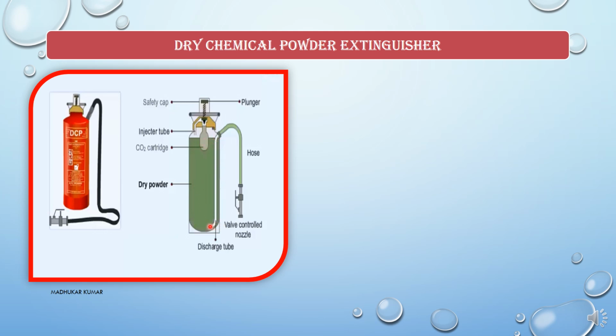You can see the DCP powder, dry chemical powder over here, and this CO2 cartridge. There you have the cap, and then you have the plunger which is going to puncture the CO2 cartridge. Here is the hose, and then you have the valve control nozzle. So this is the complete structure of the dry chemical powder, as you can see.